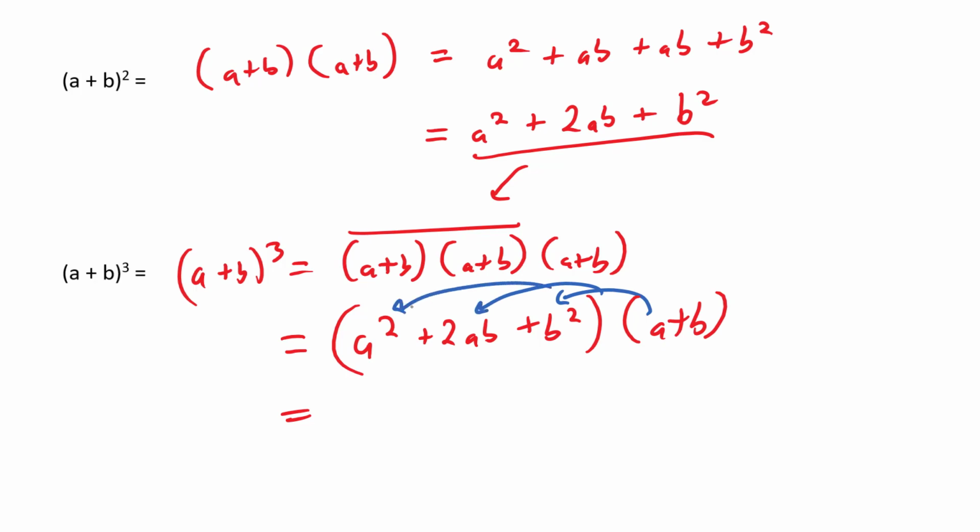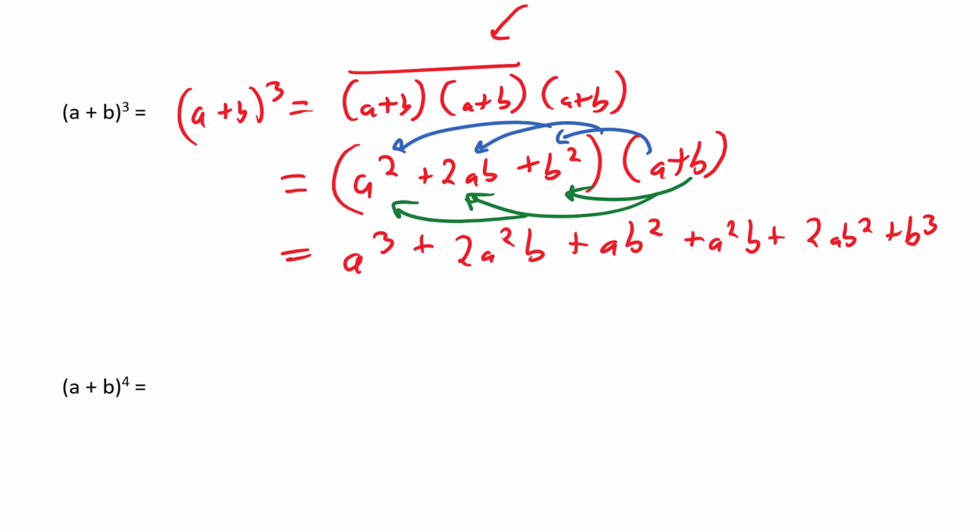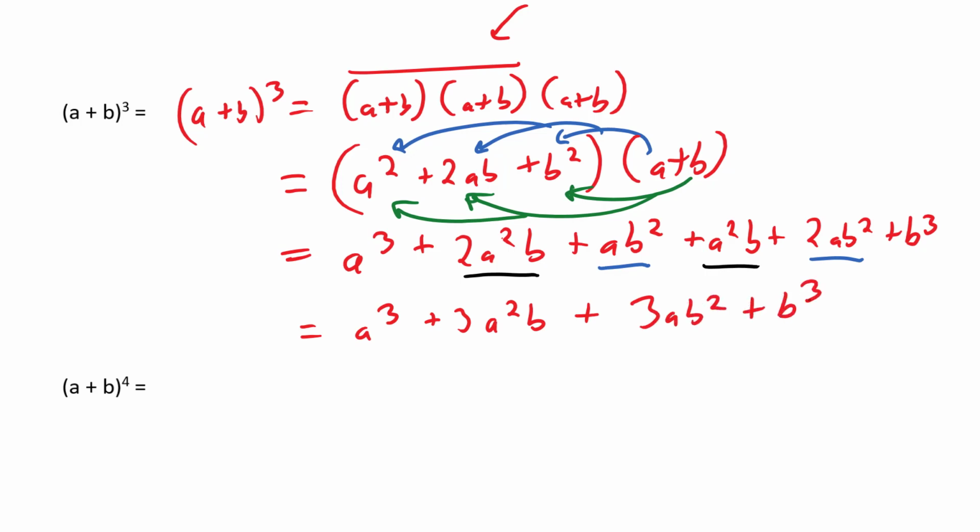I'm going to apply the a to all these values here. A cubed plus 2a squared b plus ab squared. And then I'm going to distribute the b to all values inside. This is plus a squared b plus 2ab squared plus b cubed. Collect like terms now. I have like terms a squared b, and I have ab squared. So in the next line, I can collect those like terms. A cubed plus 3a squared b plus 3ab squared plus b cubed.